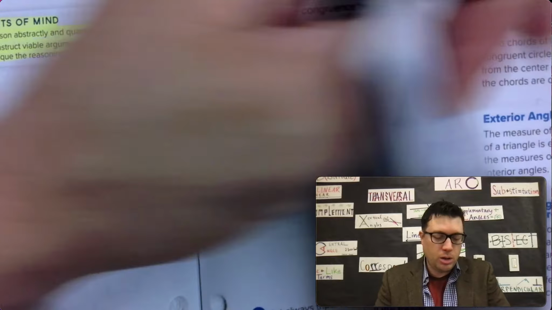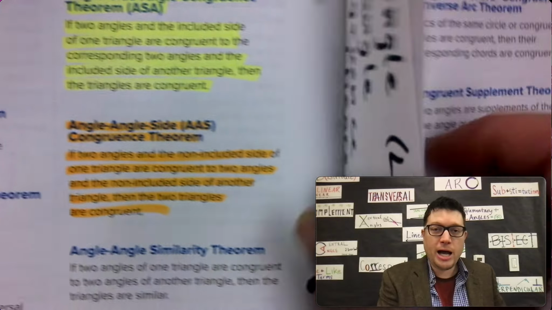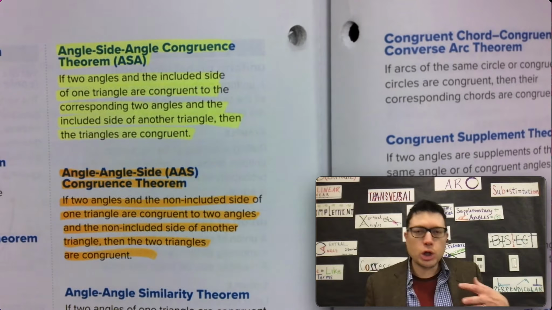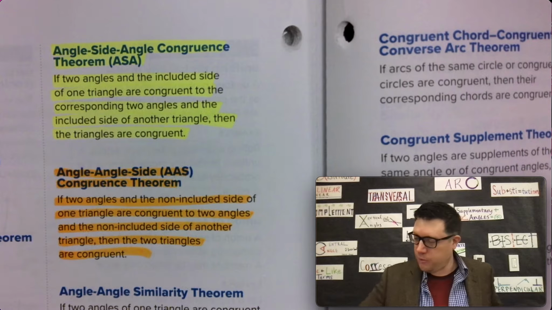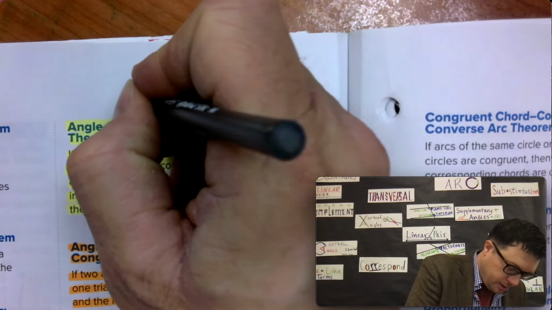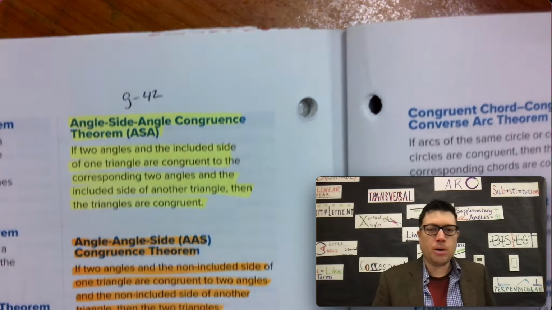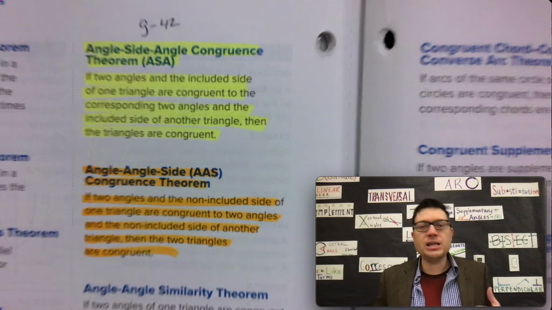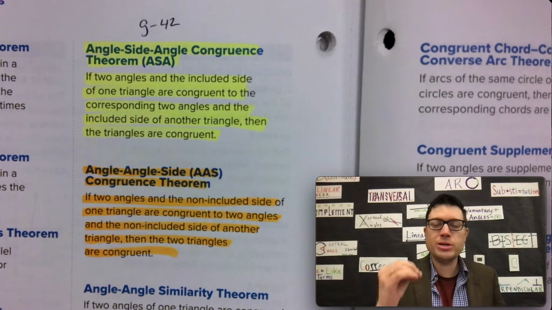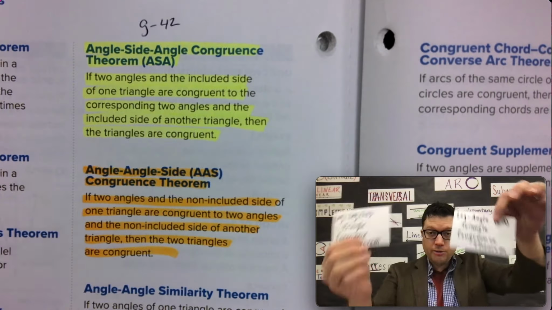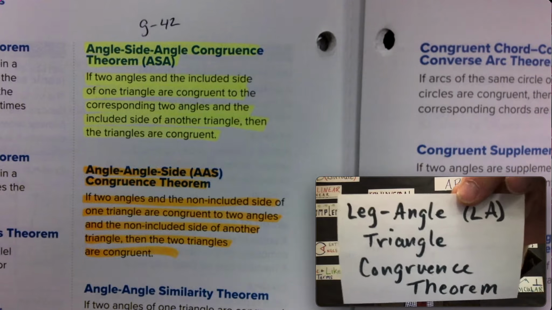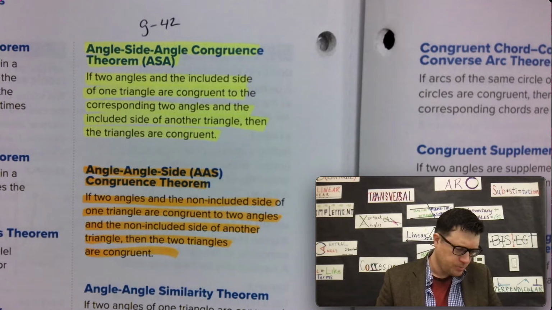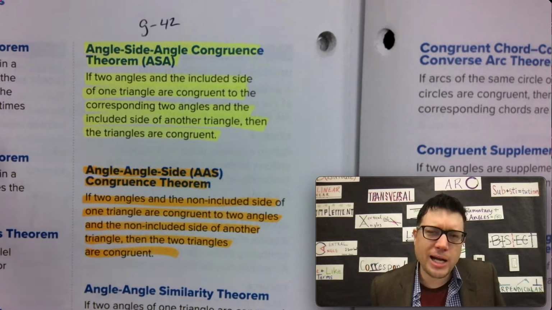And as a good mathematics book should do, we should have these glossary sections in the back of the book. So this is actually page G42. On page G42, I highlighted two congruence theorems that we're going to need for leg-leg triangle congruence and leg-angle triangle congruence. Let's read what angle side angle has to say.